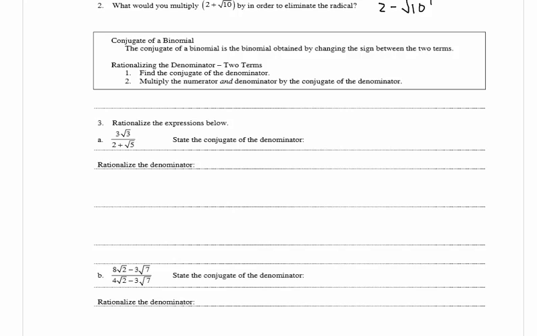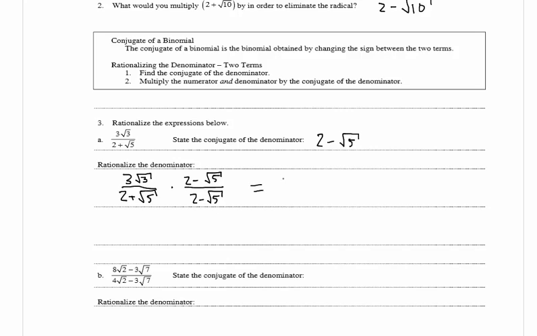In 3, it wants us to rationalize the expression below, and we have 3 square root of 3 divided by 2 plus the square root of 5. And it says state the conjugate of the denominator. So the conjugate of the denominator is going to be the same terms, opposite sign, so 2 minus the square root of 5. And now we want to rationalize the denominator. So we have 3 square root of 3 divided by 2 plus the square root of 5 times 2 minus the square root of 5 divided by 2 minus the square root of 5.